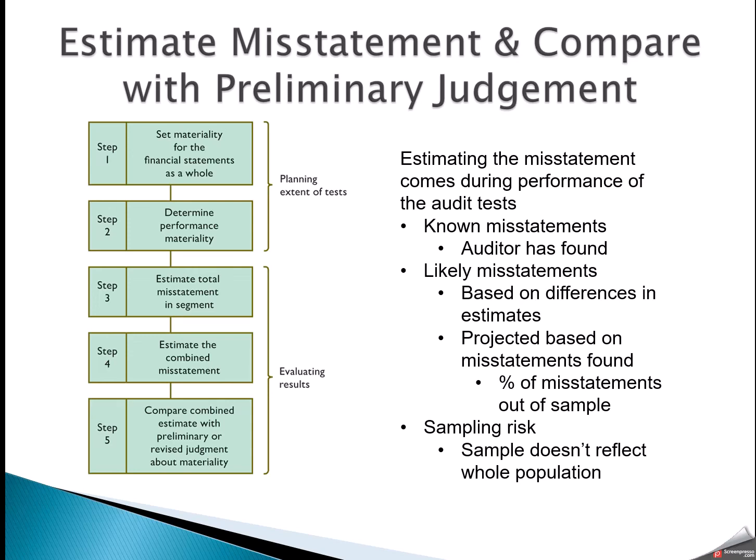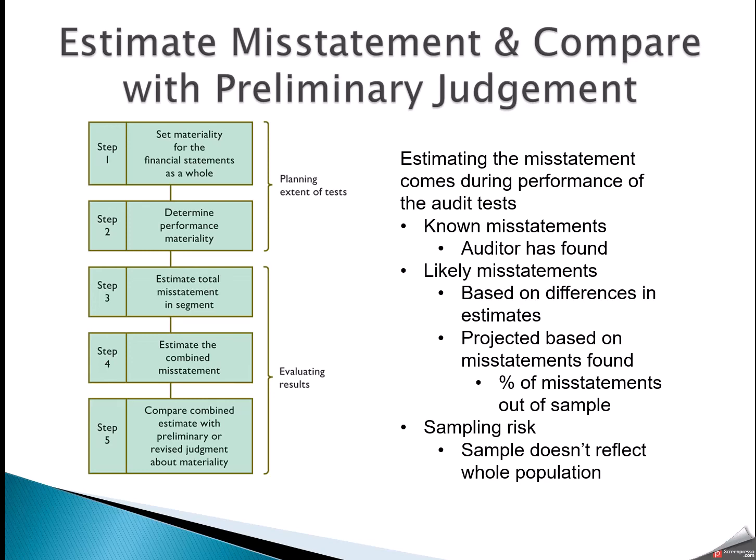So here's a little step by step of how we evaluate materiality. Step 1 is setting the materiality for the financial statements as a whole. Step 2 is performance materiality, which, like I said, is by category within the balance sheet, in more detail. And that's all in our planning stage. Then in our later stage, once we actually start the audit, we'll estimate a total of misstatement within that segment. We'll estimate how much the combined misstatement could be, and then compare that combined estimate with our preliminary estimate from before we started the audit. Then we see, are we on track? We estimated maybe a 5% error, is that true, or is it now 15%, something out of the ordinary?